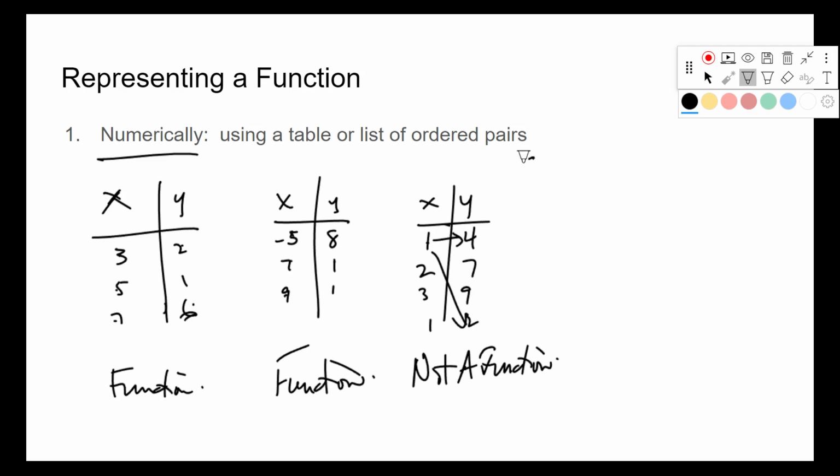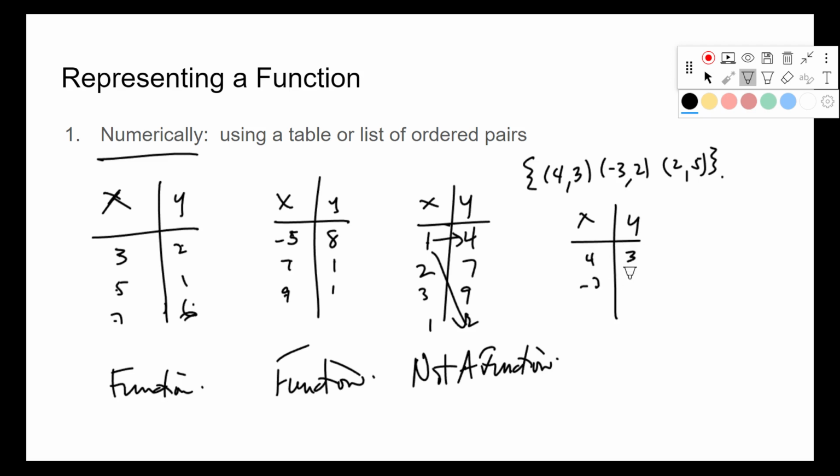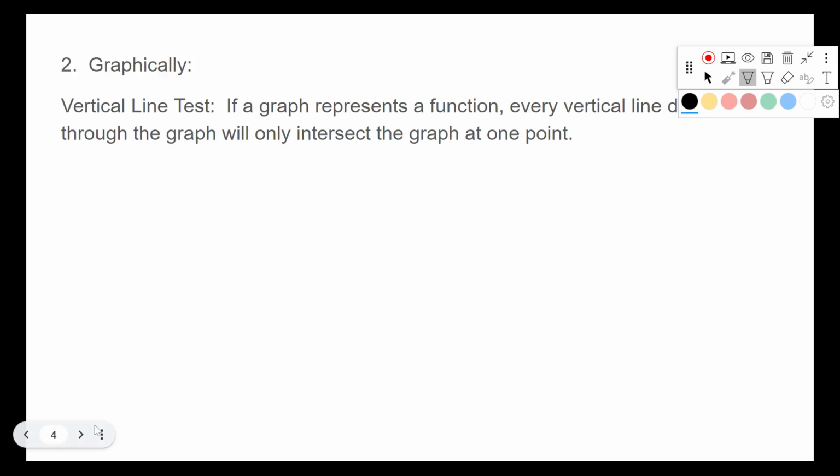All right? You can also list them as ordered pairs. For those of you who have issues with figuring out if the set of ordered pairs is a function, what you can always do is write it as a table. A lot of folks like to see it as a table instead. And yeah, that one's a function. Okay, so if you struggle with writing it horizontally, just write it vertically, and you'll be able to see it pretty fast, hopefully. All right, so numerically, that's one way to do it.